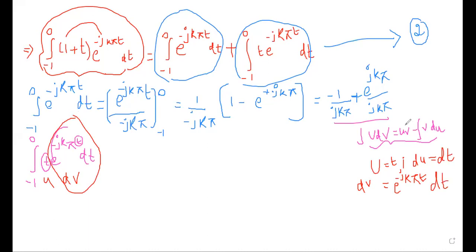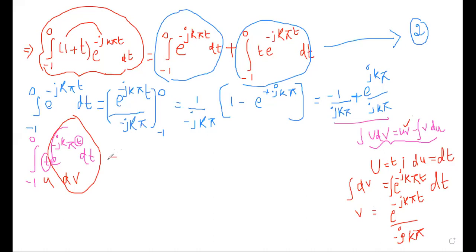Why? Because in the formula I have uv, so I have to perform integration here. If I perform integration, I will get v is equal to e power minus j k pi t the whole divided by minus j k pi. So far, what I have done is just found what is du, what is u, what is v, etc.